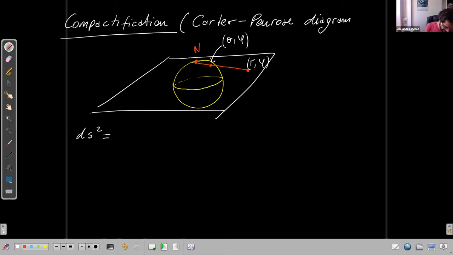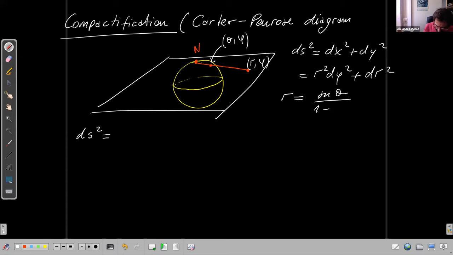So the metric of the plane can be written as dx squared plus dy squared, which is nothing but dr squared plus r squared dphi squared in polar coordinates. Now, by looking at this map, you can actually map r and phi into theta and phi, and the map looks like this. A little bit of geometry gives you r equal to sine of theta divided by 1 minus cosine of theta.